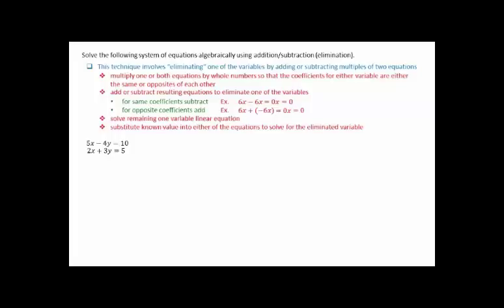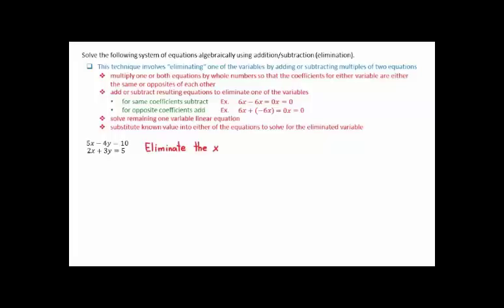For this given system of equations, 5x minus 4y equals 10, 2x plus 3y equals 5. We could here just as easily eliminate x or y. I'm going to choose to eliminate the x. This means we want to find a common multiple of 2 and 5, which are the coefficients of the x. In this case, that's going to be 10.